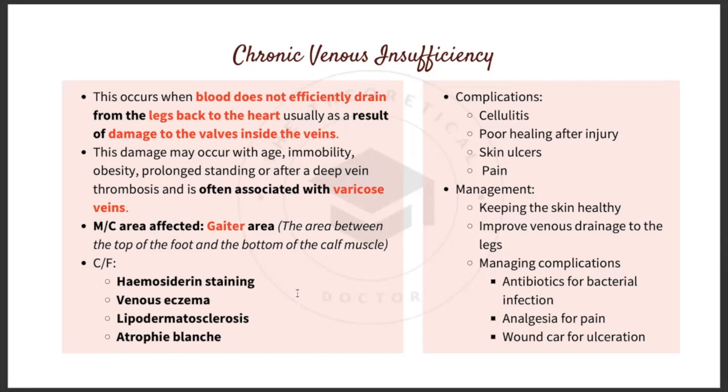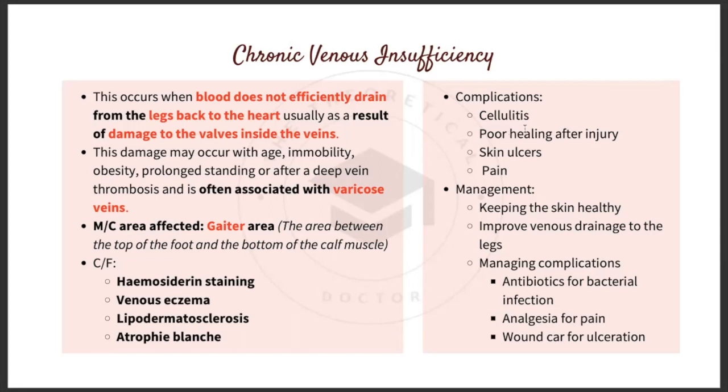Clinical features, as I mentioned earlier: hemosiderin staining, which is a red or brown discoloration caused by hemoglobin leaking into the skin; venous eczema or varicose eczema, which is dry, itchy, scaly, red cracked skin caused by a chronic inflammatory response in the skin; lipodermatosclerosis, where the skin tissue becomes fibrotic and tight, which causes the lower legs to become narrow and hard, giving it an inverted champagne bottle appearance; atrophie blanche, which are patches of smooth porcelain white scar tissue in the skin, often surrounded by hyperpigmentation. So you'll see dots, you'll see white spots.